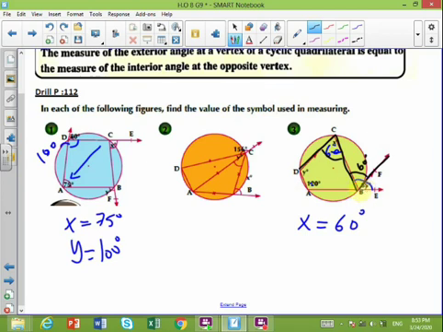So the exterior angle CBE will be equal to 60 plus 65 equals 125. And this exterior angle is equal to the interior angle which is opposite to its adjacent. So angle Y will be equal to the exterior angle. So angle Y equals 125 degrees.